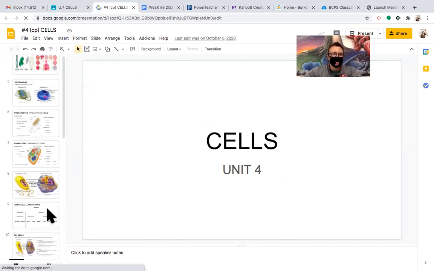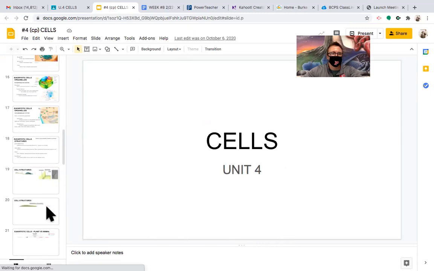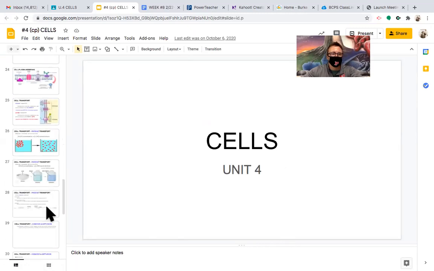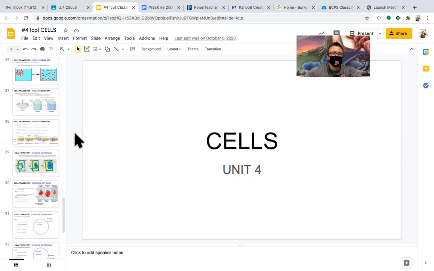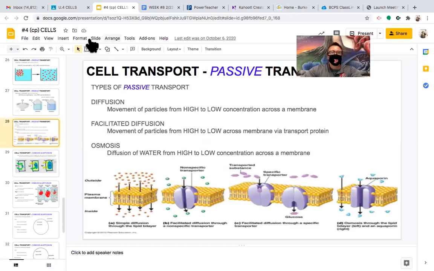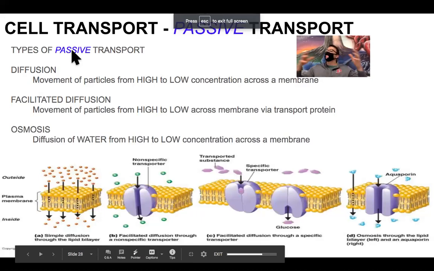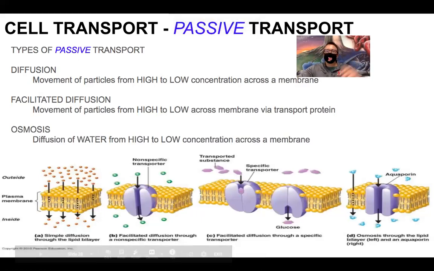Okay, so let me scroll down to where we left off yesterday. So yesterday we talked about passive transport. Passive transport is how things move in and out of the cell with no energy, and they tend to go from high to low. Just like if you were riding down a hill on a sled, from high up on the hill to low down in the valley, it's passive. That's why it's fun, right? There are 3 types: diffusion, facilitated diffusion, and osmosis.